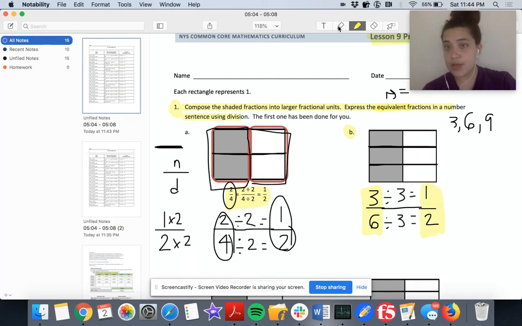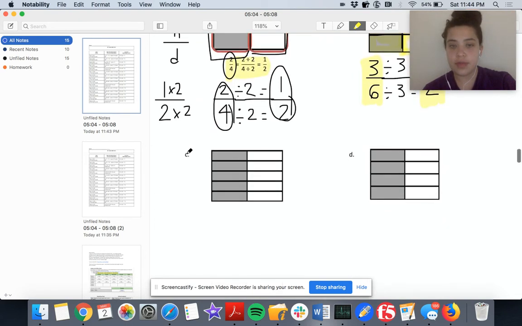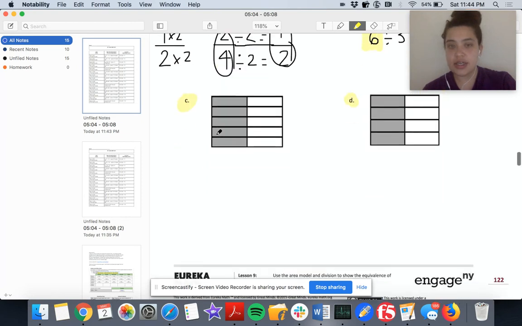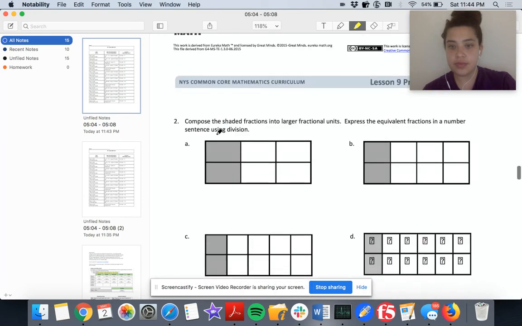And how can we also prove that? If we ignore these horizontal lines and we're just left with these 2 pieces, 1, 2, we have 2 total pieces and only 1 is shaded in. So we did it, we're good to go. I want you guys to try C and D on your own.